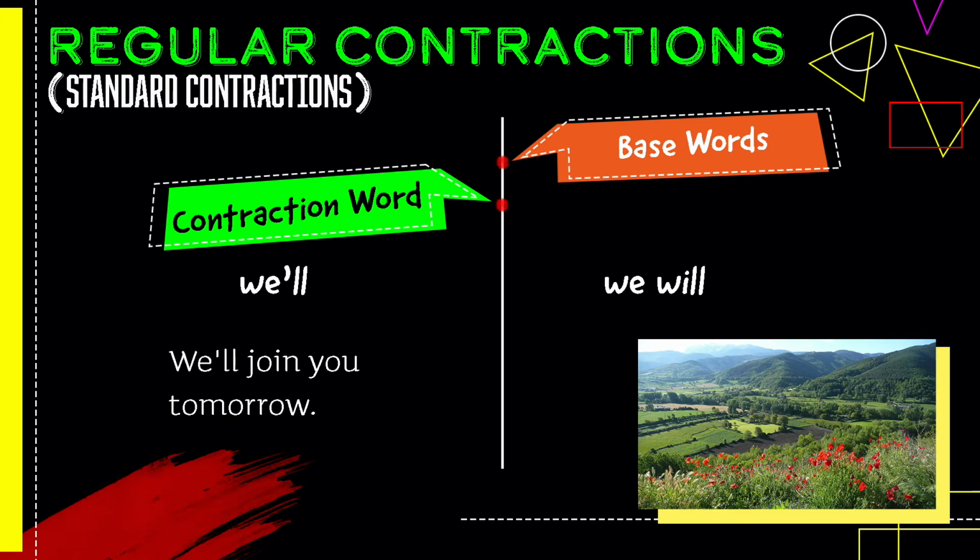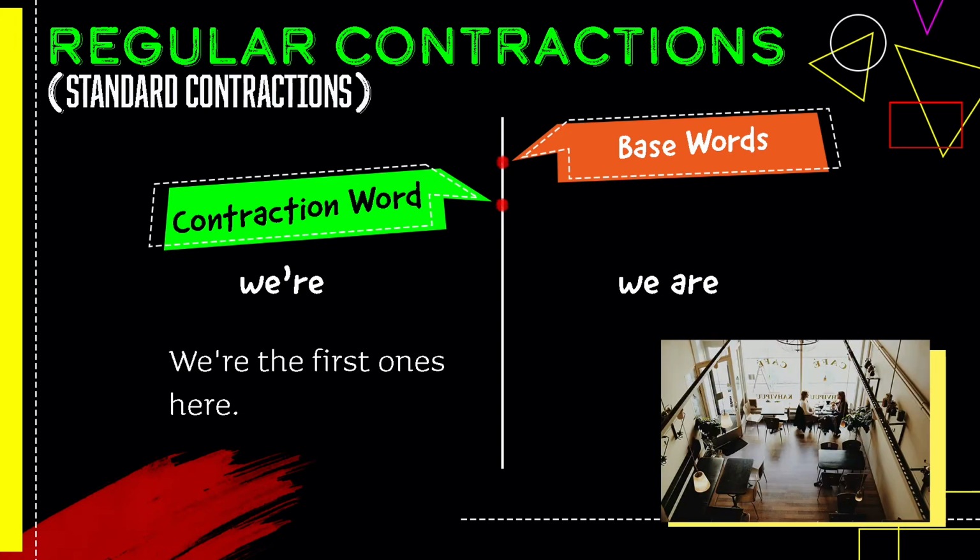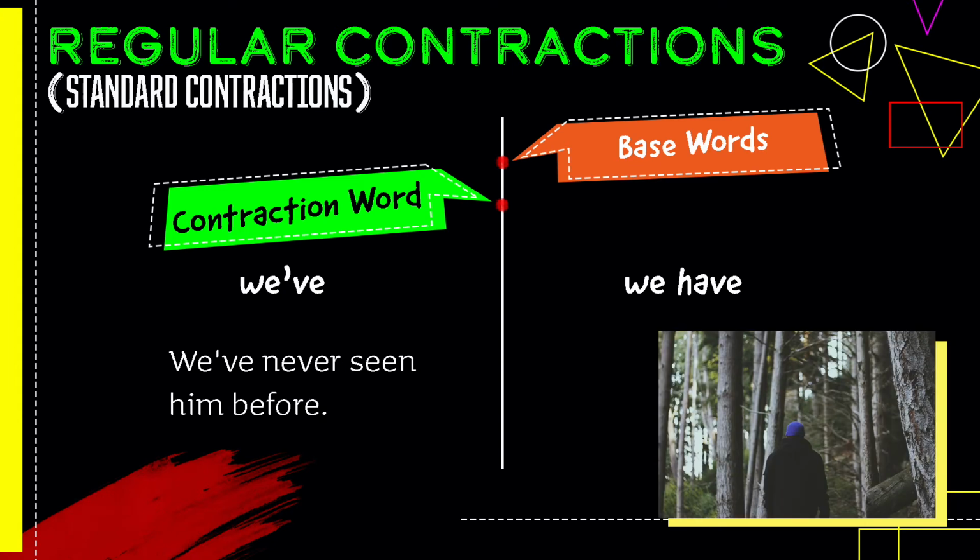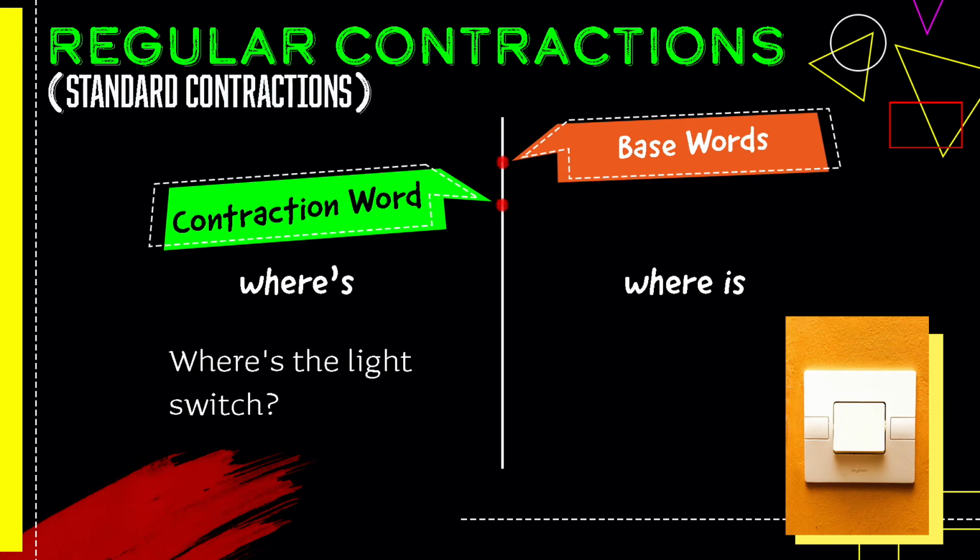We will. Contraction: we'll. We'll join you tomorrow. We are. Contraction: we're. We're the first ones here. We have. Contraction: we've. We've never seen him before. Where is. Contraction: where's. Where's the light switch?